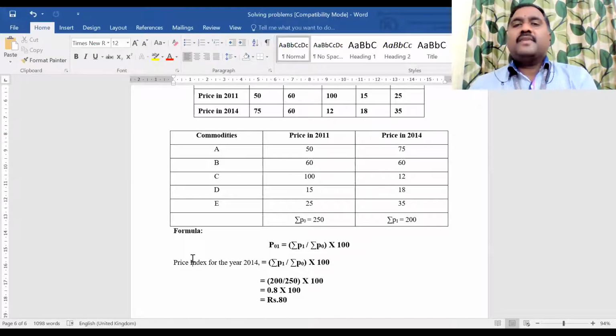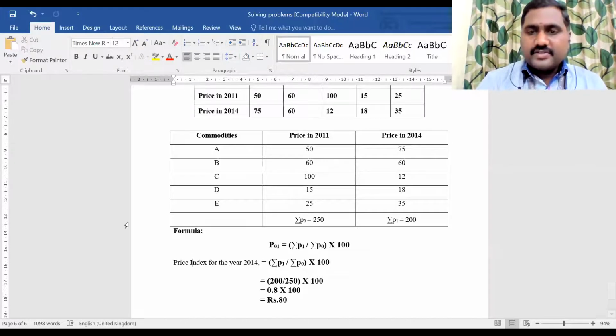And then we will go to the weighted index method. In the weighted method also we have two methods: one is the weighted aggregate method, and the other is the weighted average of price relative method. Under weighted aggregate, we have three methods: Laspeyres, Paasche, and then one more method is there. Okay, any doubts? Clear?